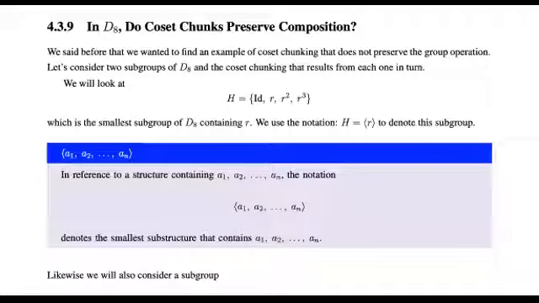Welcome to a read along with Dr. Powell in the book Discrete Perspectives in Mathematics. This is subsection 4.3.9. So, in the dihedral group of order 8, do coset chunks preserve composition?